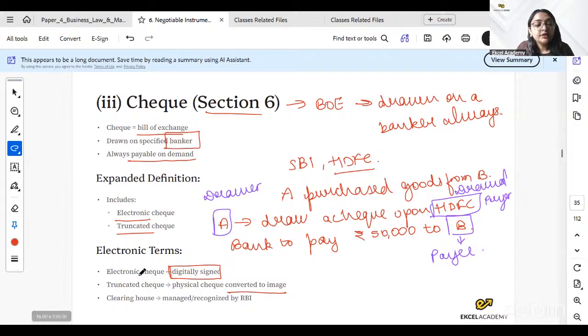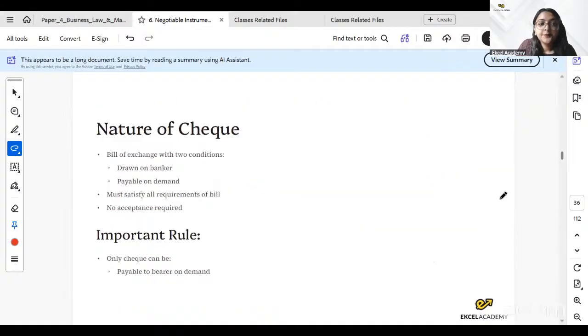Clearing house is managed or recognized by the RBI. A clearing house is basically the person, institution or organization which clears your check. All right, so I hope you are clear with the concept of a check and how it is defined in your Negotiable Instruments Act.